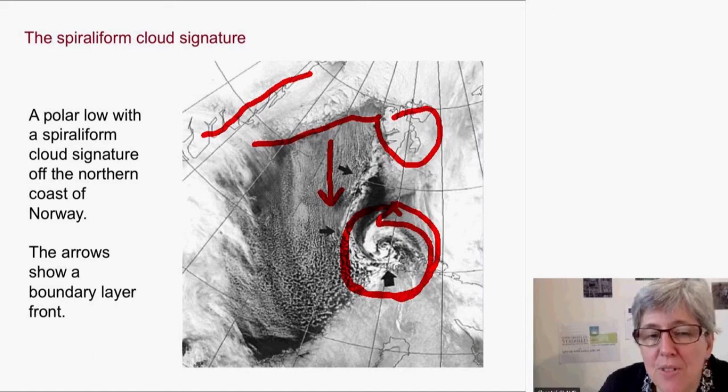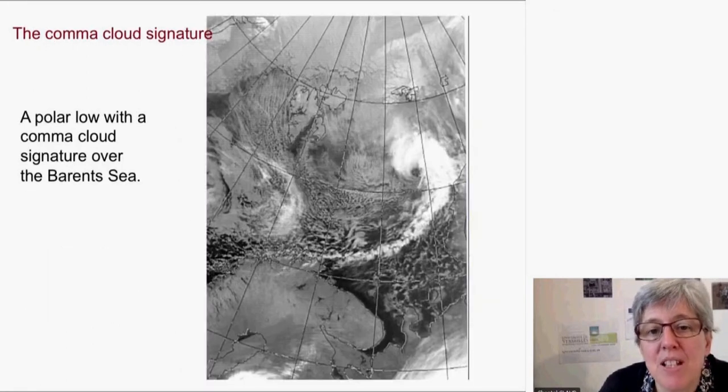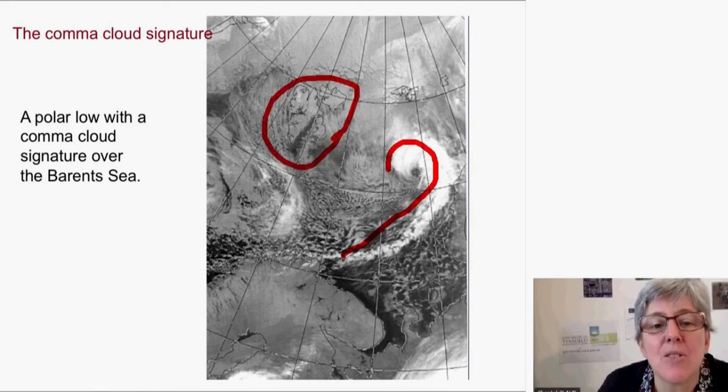Okay, this is one of the shapes that a polar low can take. When you have this shape, it is reminiscent of a tropical cyclone. But sometimes the shape is a little bit different, and it can be like a comma. That's why it's called a comma cloud signature for a polar low. Here we are over the Barents Sea. Again, you see Svalbard here and northern Norway here. And again, you have the cloud streets as usual. So a different shape can be a comma cloud signature.